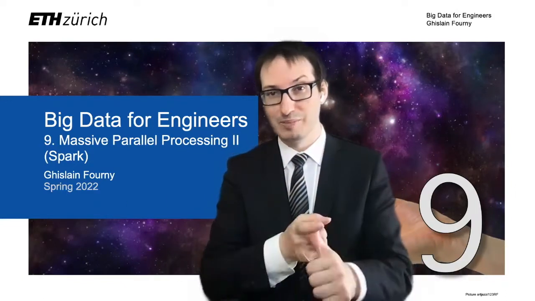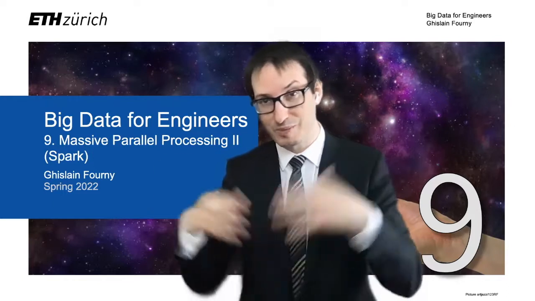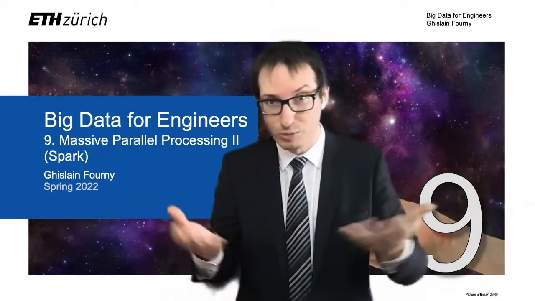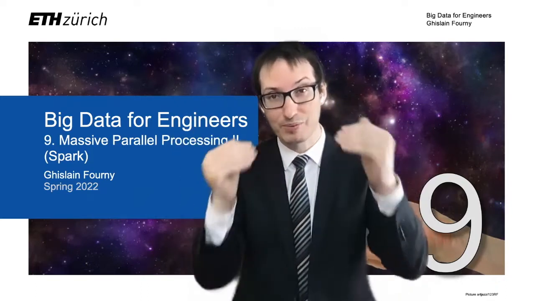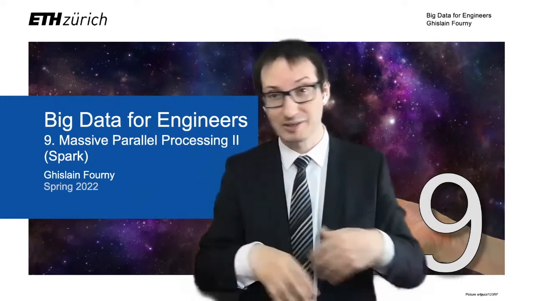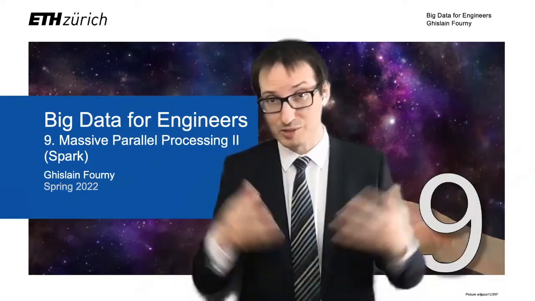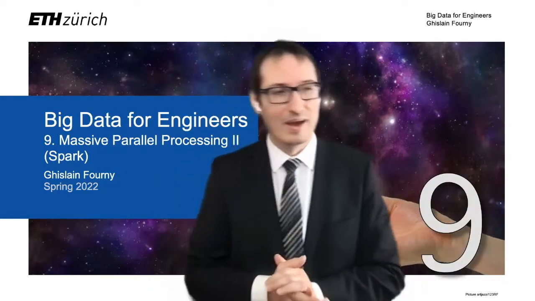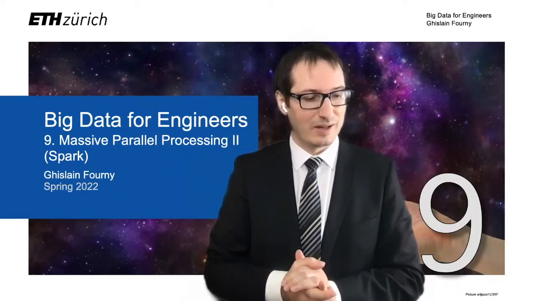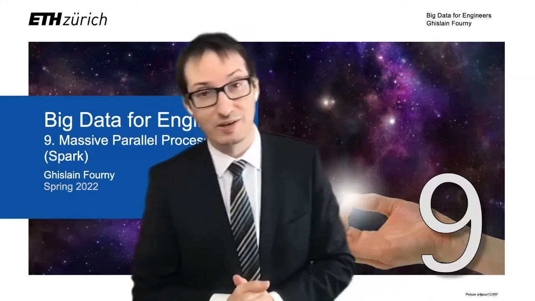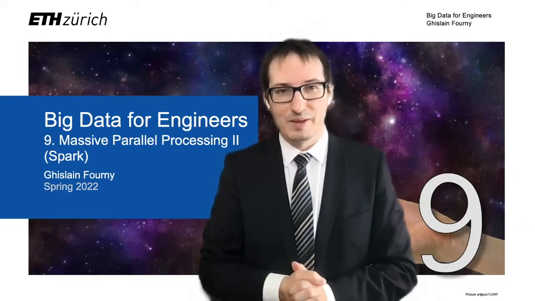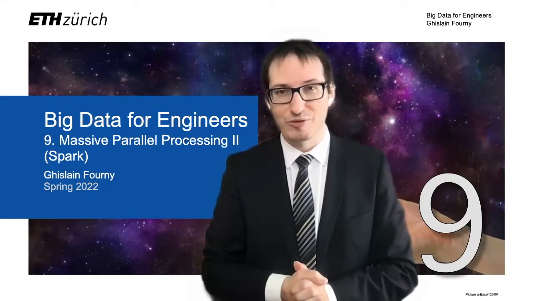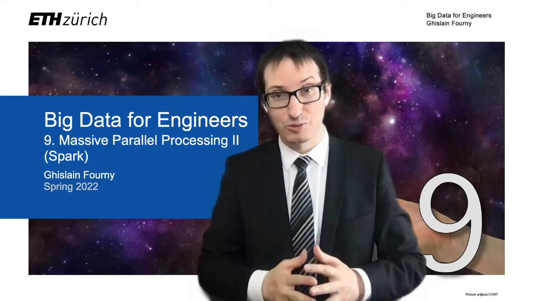So for example, in MapReduce, it was only key value pairs, but in Spark it can be any value, including pairs, of course, but not just pairs. In MapReduce, it has to be map, shuffle, reduce, but in Spark it can be any sequence of transformations in any way you like. So it's a more generic system.